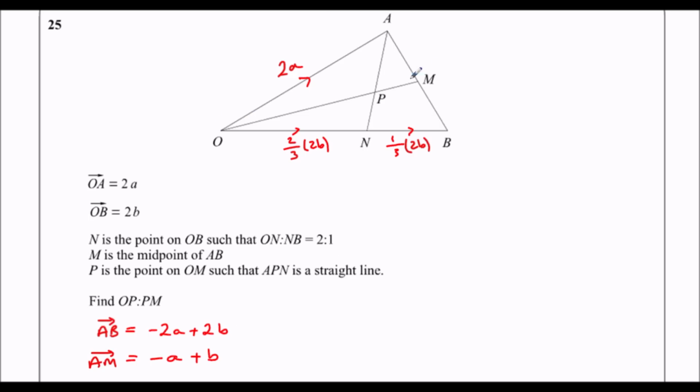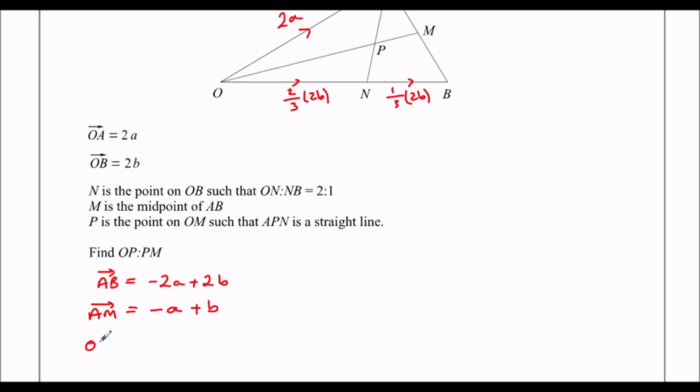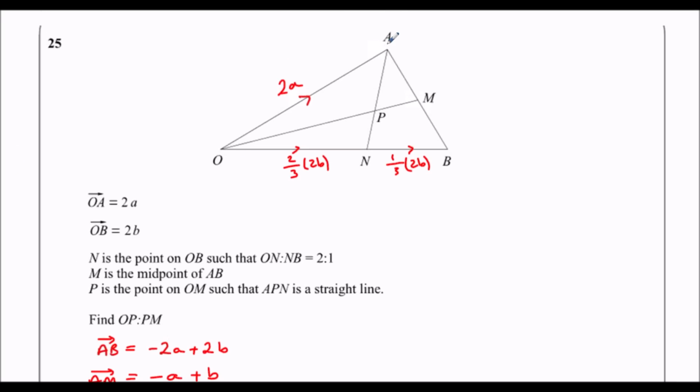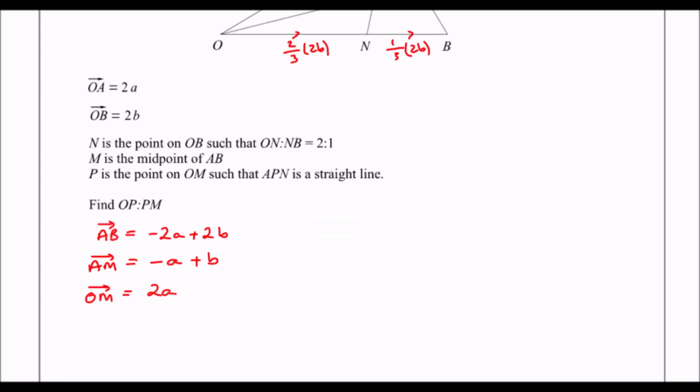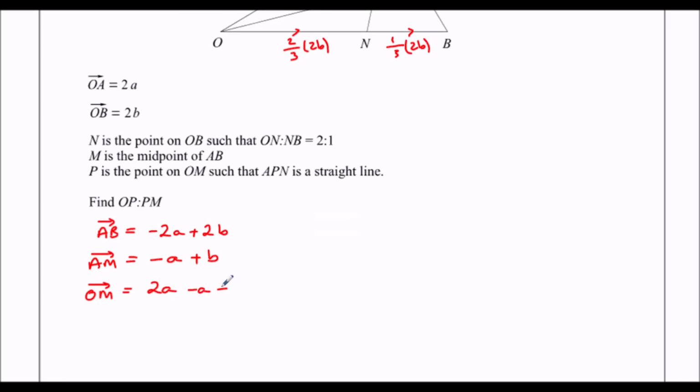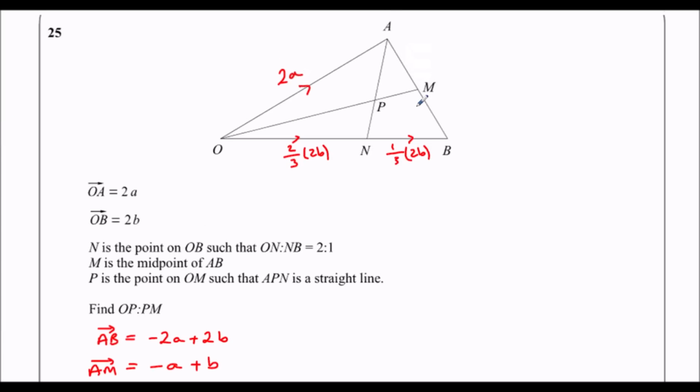So OM is going to be 2A plus AM. So OM will be 2A to get to A, and then AM, which was minus A plus B. 2A take away A is A, so A plus B. So now we've got OM.